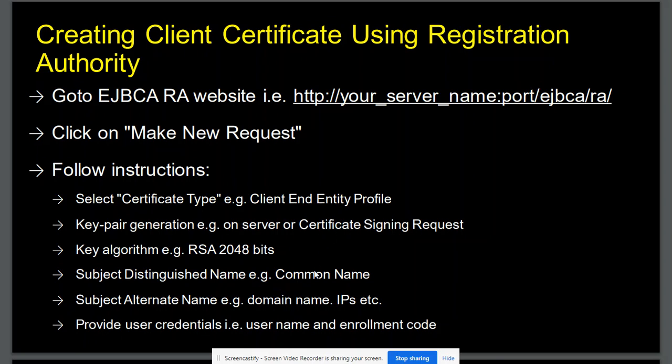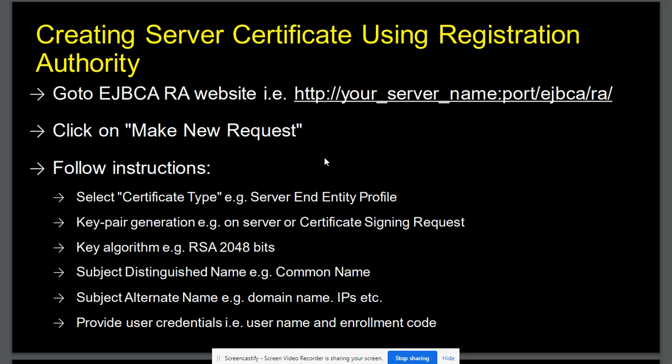Then we have to complete the distinguished name. Primarily, everything else will be populated from the profile. We just have to provide the common name for this certificate. Similarly, we have to complete the subject alternate name. And finally, we have to provide user credentials, username and enrollment code. This code will be used by the user for importing this certificate into his own web browser. Similarly, we can create the server certificate. The only difference is that in this case, we will be selecting the server entity profile.